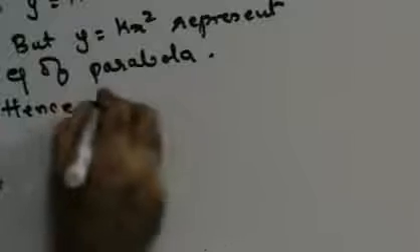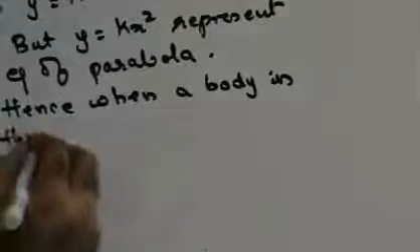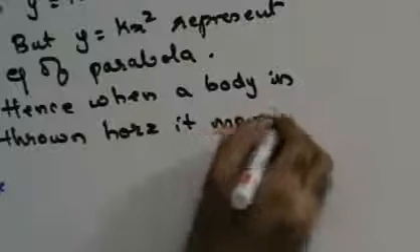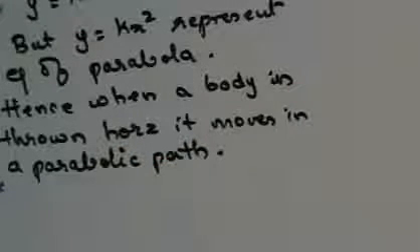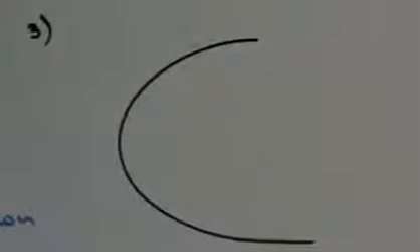Hence, when a body is thrown horizontally, it moves in a parabolic path. Fine, do we get this thing here? So thus, it shows that projectile motion follows a parabola. Fine. A horizontal projectile follows a parabola. Next, let's see. Parabola is this curved path. This kind of curved path is called a parabolic path. Right? Next.